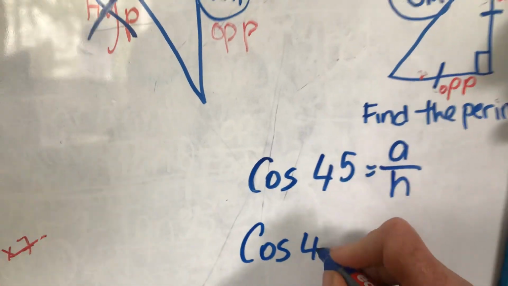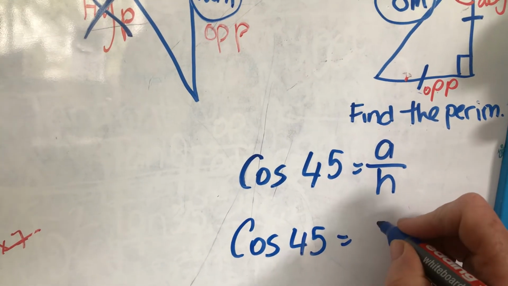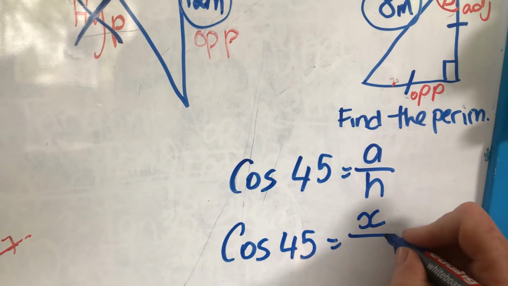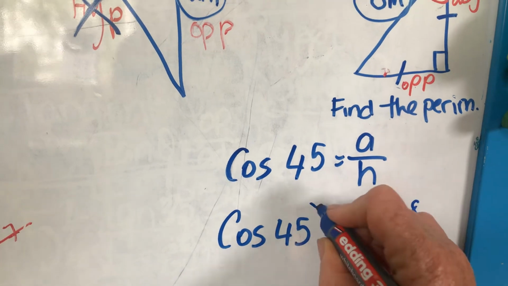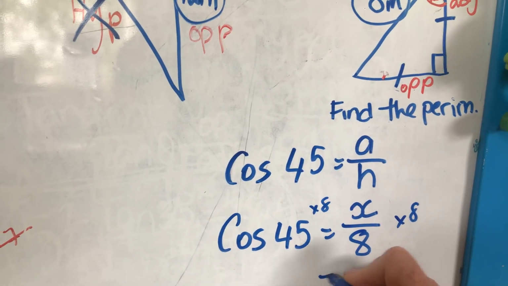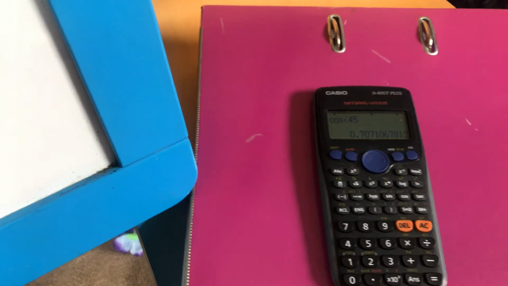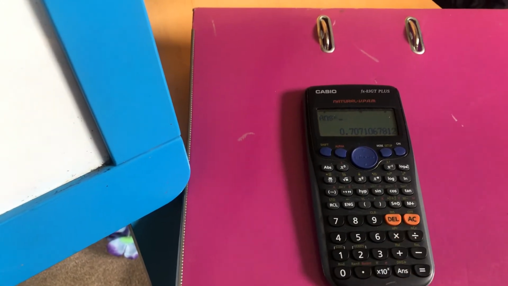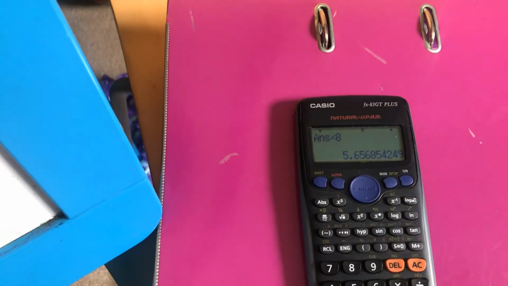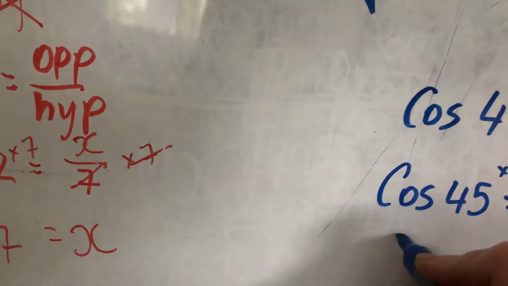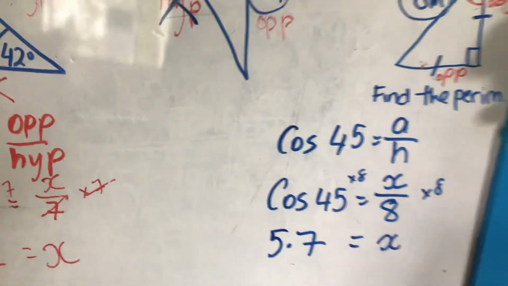Put in the numbers. Cos 45 equals adjacent, which is the one I don't know, over the hypotenuse, which is 8. Times over by 8. And I get the length of x. So cos of 45 times by 8 is 5.656 and so on. So to one decimal place is 5.7. Okay, so that's 5.7. Now to answer my, oh, hang on a minute, I'm not finished, am I?